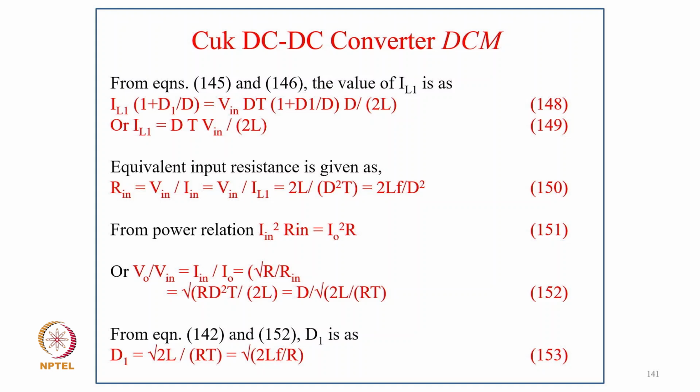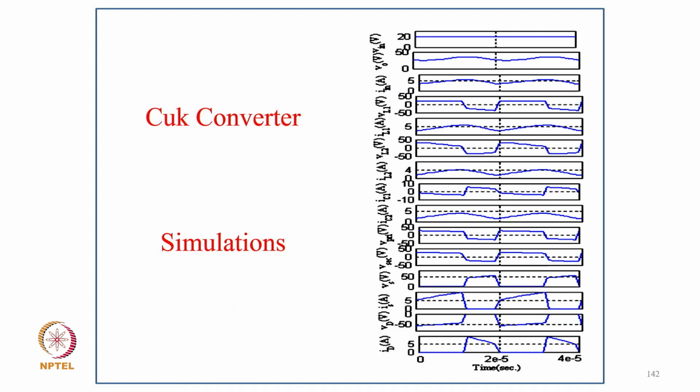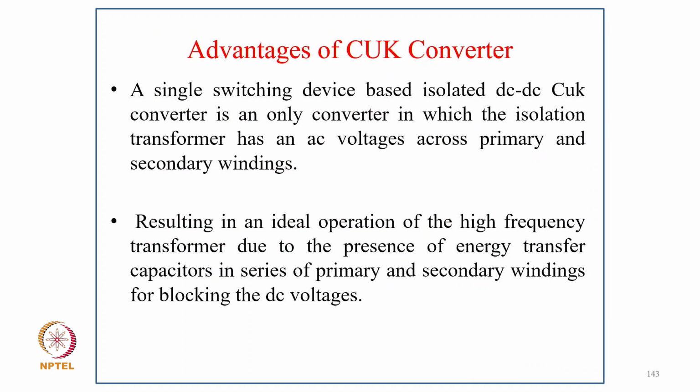From these equations, D1 is calculated as under root 2L upon RT, equal to under root 2L upon R. These are the simulated waveforms of the isolated Cuk converter. The advantage of the Cuk converter is that it is a single switching device based isolated DC converter, the only converter in which the isolation transformer has an AC voltage across primary and secondary, resulting in ideal operation of the high frequency transformer, due to the presence of the energy transfer capacitor in series with the primary and secondary winding for blocking the DC voltage.